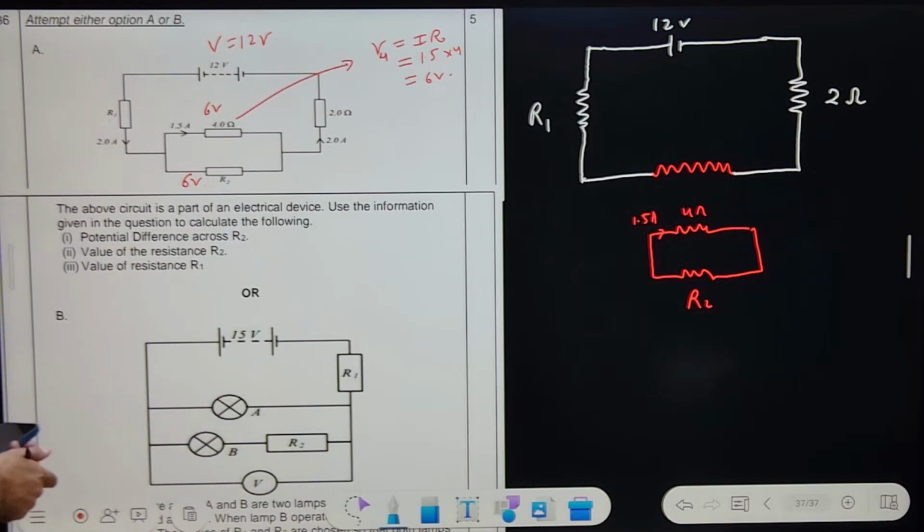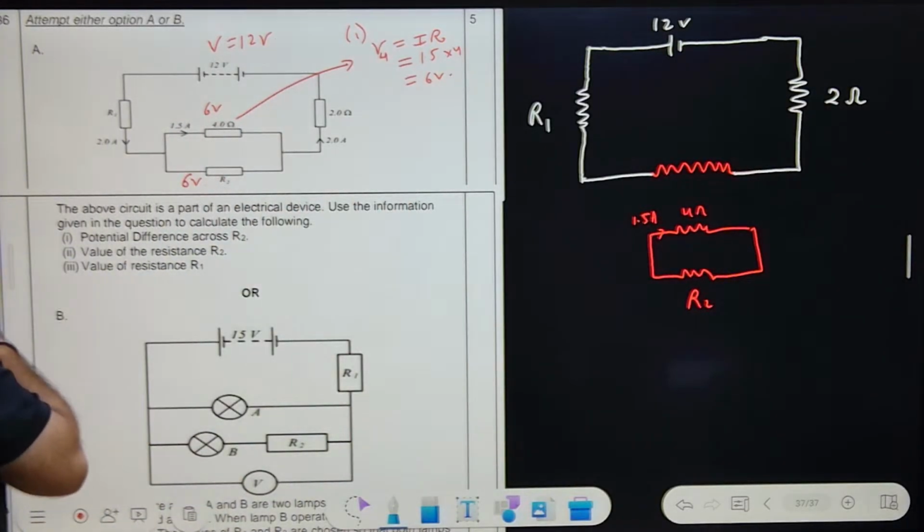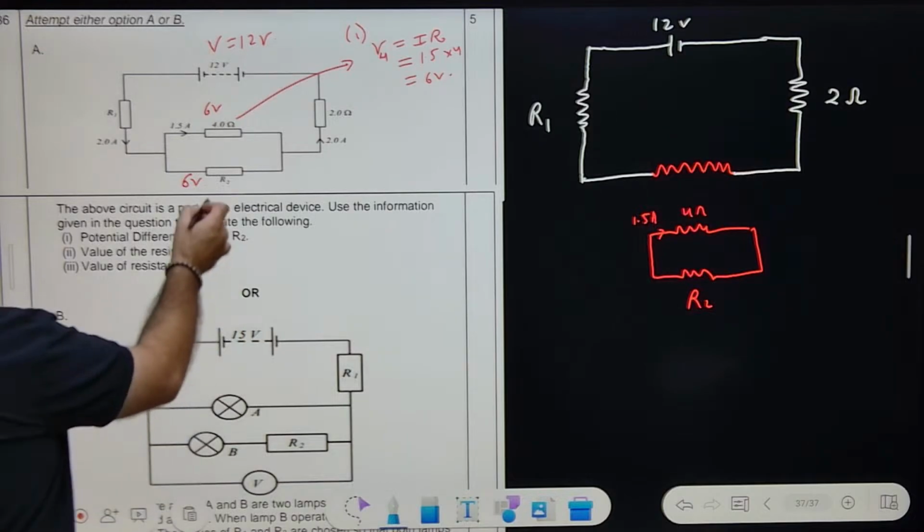Okay, first answer is 6 volts. Second, value of the resistance R2. Okay, now we can find out R2.